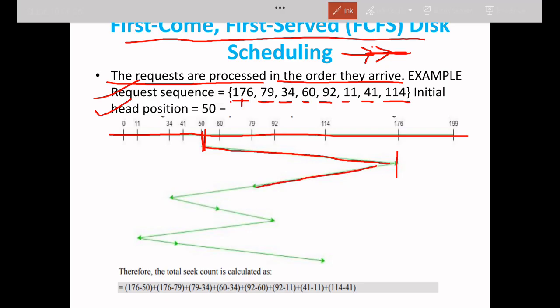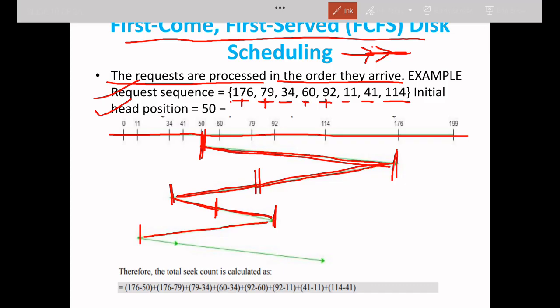After that, the next turn is for 79. You will execute 79, and after that the next is 34. Next 60, then 92. Then after that 11, next you will execute 11. Similarly you will execute one by one, and then you have to find the distance from here to here, from here to here, and so on. At last you will get the total head movement.